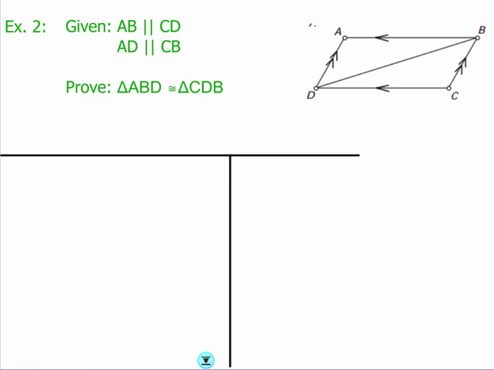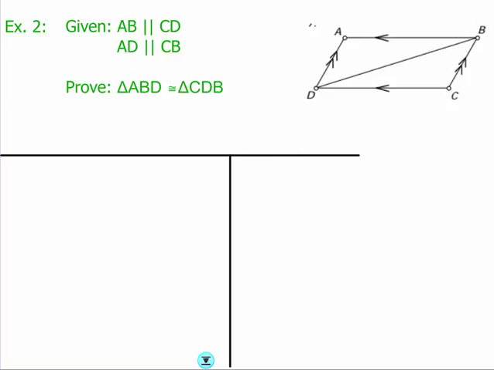Example 2 says, given AB is parallel to CD and AD is parallel to CB, I want to prove that my triangles ABD and CDB are congruent.